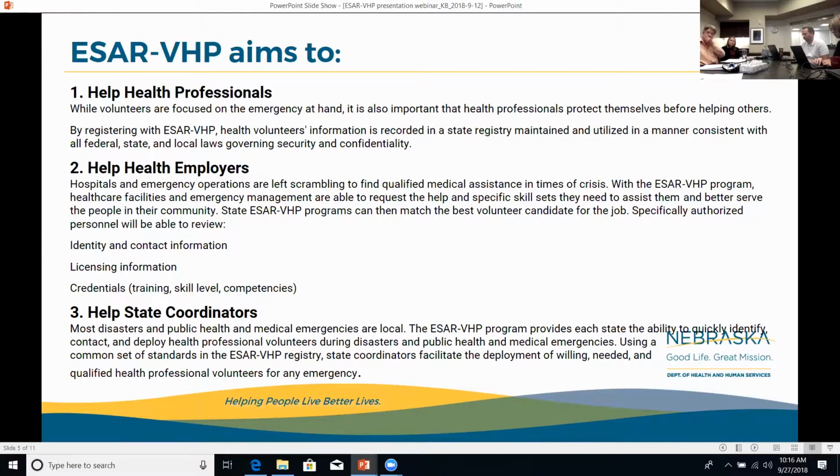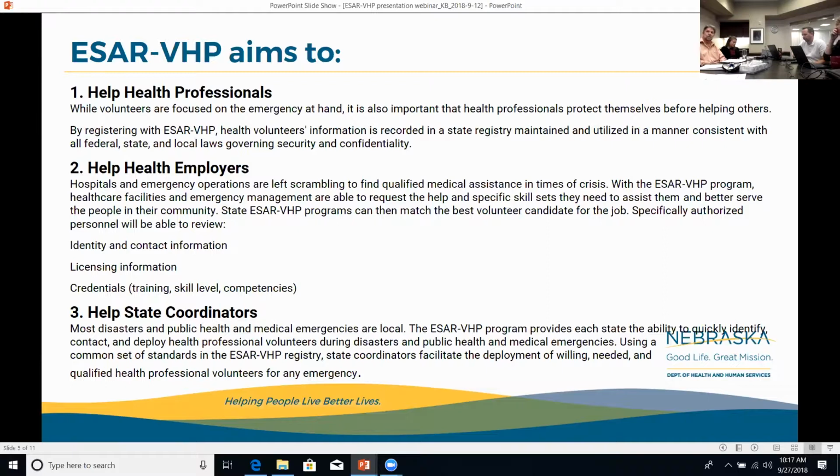Specifically, authorized personnel will be able to review three things: their identity and contact information, licensing information, and their credentials, training, skill levels, and competencies. And with regard to that particular thing, it's a combination of and a collaboration between NEMA and DHHS with regard to who actually selects those individuals and determines who will be deployed into those areas.